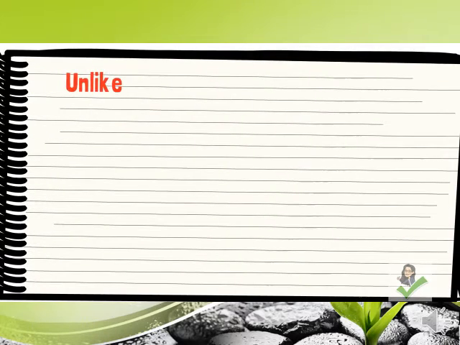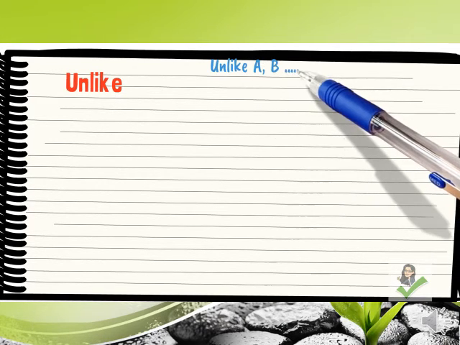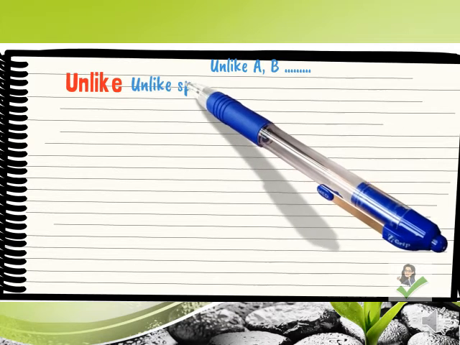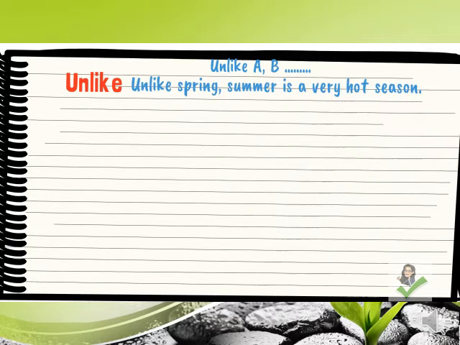Unlike will be used just like the word like. Unlike A, comma, B, and then explain the different point. Unlike spring, comma, summer is a very hot season.